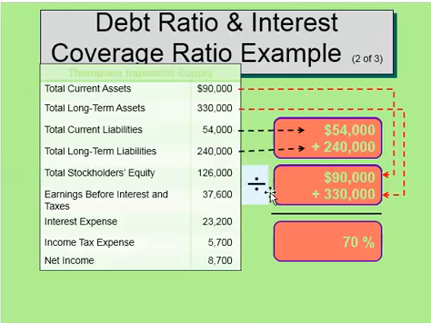Here's another graph, you can see that. So if we take our total liabilities, add those two together, divided by total assets, that gives me a debt ratio of 70%. So 70% of this company's assets are actually financed with debt.